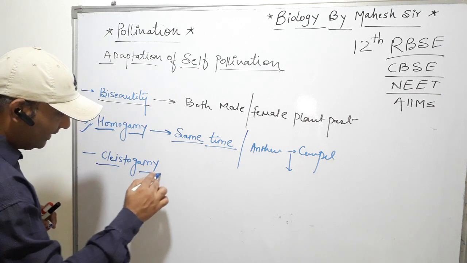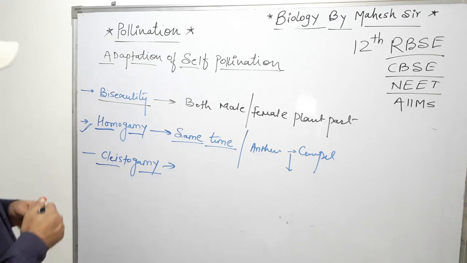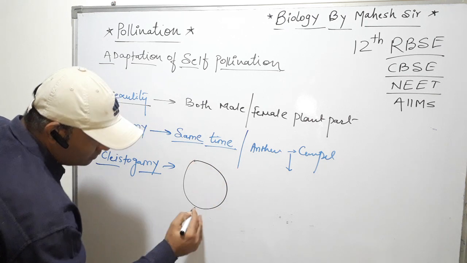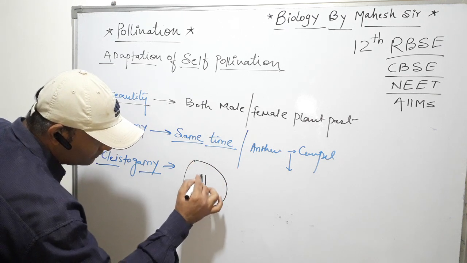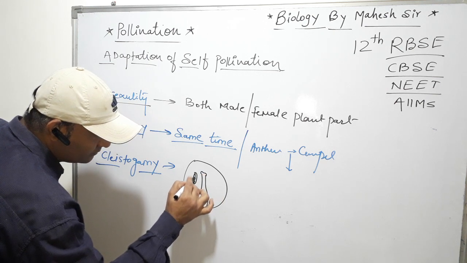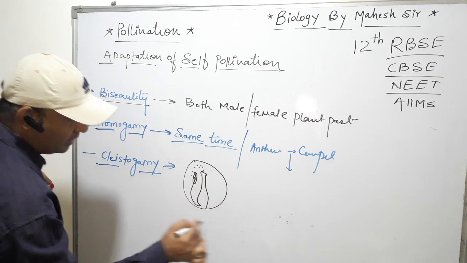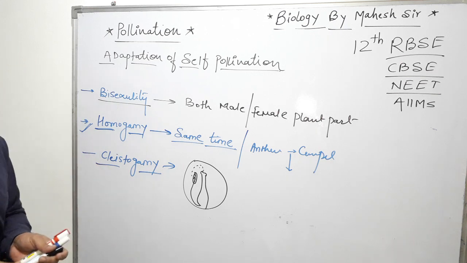After that, cleistogamy. It is a very rare type of adaptation in which the flower is enclosed. So the stigma, style and anther are completely closed every time, so it increases self-pollination.